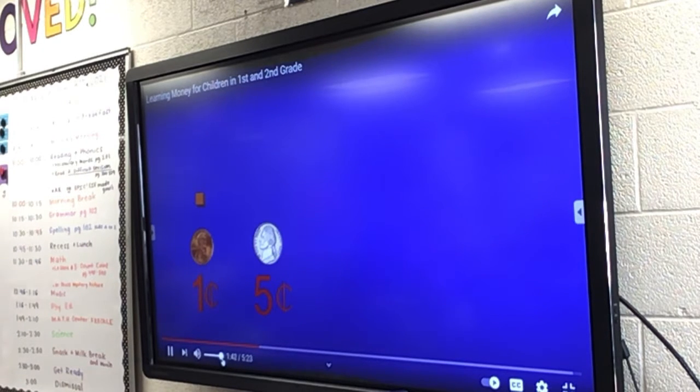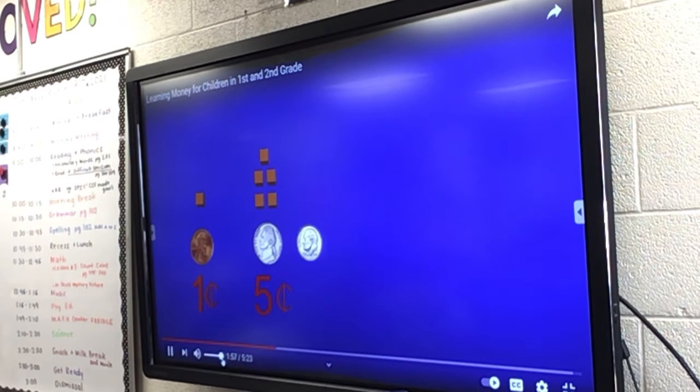This next coin is called a nickel. A nickel is worth 5 cents. These 5 ones blocks represent the value of this nickel. So the penny is worth 1 cent, and the nickel is worth 5 cents.